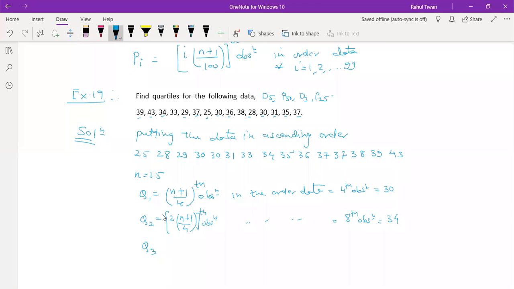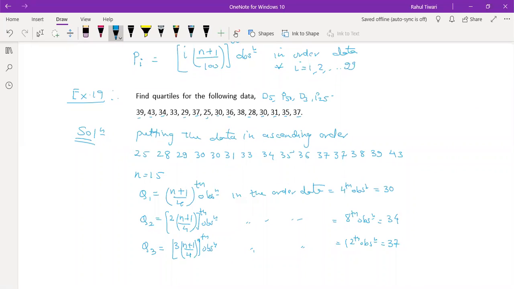Similarly, you can find Q3. What is Q3? It is 3 times (n plus 1) by 4 observation. It is going to be the same, so 4 times 3, which is the 12th observation. Once you understand Q1, you can understand this very simply. So which is the 12th observation? 34, 8, 9, 10, 11, 37. Yeah, correct. So the answer is 37.